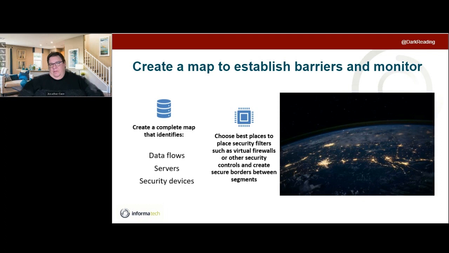Create a map to establish barriers and monitor. And again, I emphasize this in everything I talk about, that we must build, but we must also monitor what we've built. We must understand data flows, servers, and security devices so that we can put security filters and virtual firewalls, other controls in the right places and create those secure borders between segments. And then once we've done that, we must monitor.